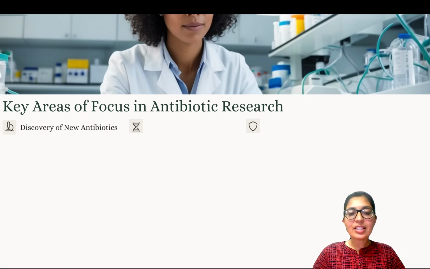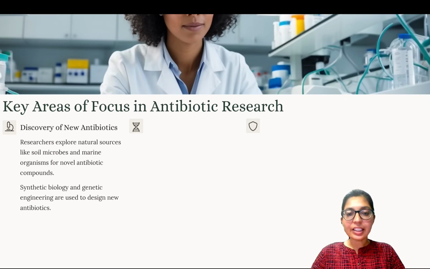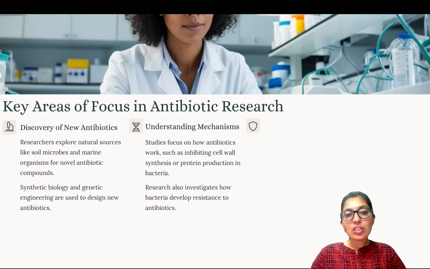First one is discovery of new antibiotics. Researchers explore natural sources like soil microbes and marine organisms for novel antibiotic compounds. Synthetic biology and genetic engineering are used to design new antibiotics. Understanding mechanisms. Study focus on how antibiotics work, such as inhibiting cell wall synthesis or protein production in the bacteria. Research also investigates how bacteria develop resistance to antibiotics.